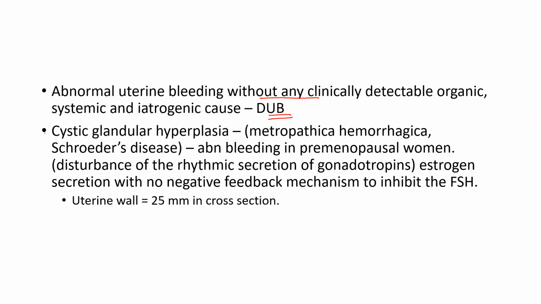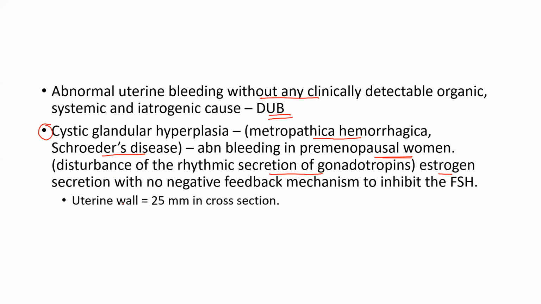Under DUB, this point is very important to remember. We have ovular and anovular. Here, cystic glandular hyperplasia is the most important thing you need to know in DUB. Cystic glandular hyperplasia is otherwise known as metropathia hemorrhagica and Schroeder's disease. That is abnormal bleeding in the premenopausal woman, and it is due to the disturbance of the rhythmic secretion of gonadotropins. Now, in this, what will happen?